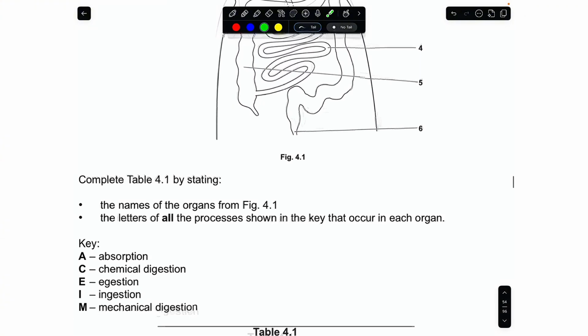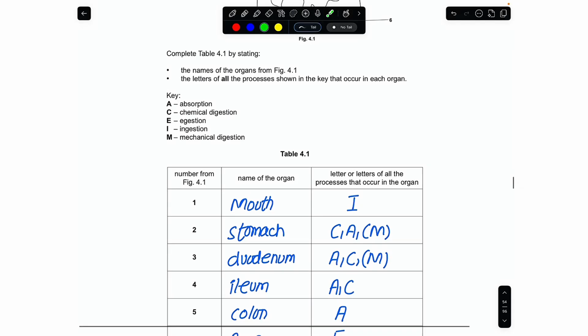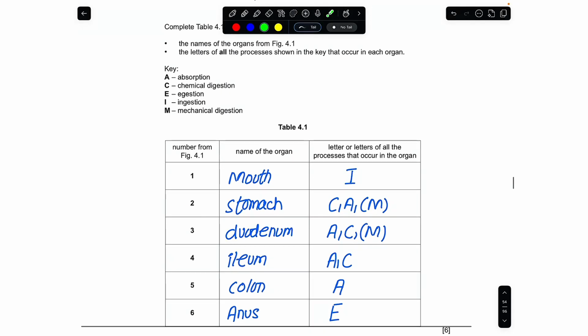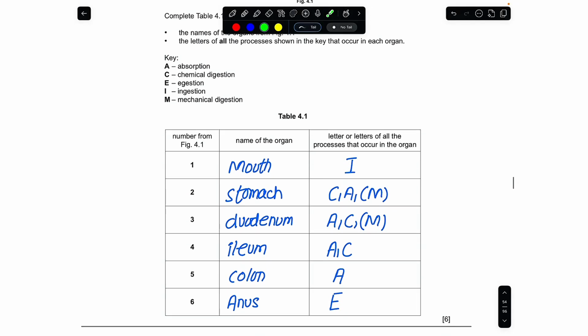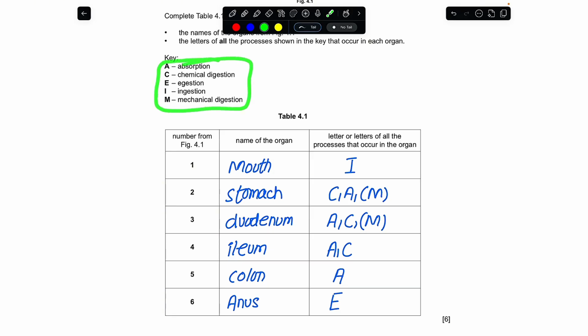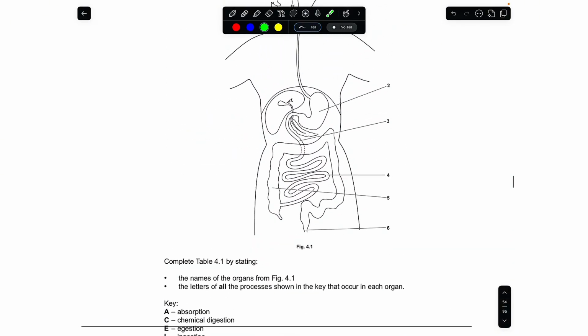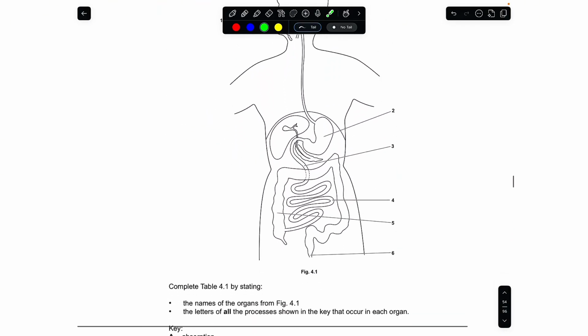Now, what the examiner wants us to do is complete the table, where we need to name the organs listed above and what processes would be happening within these organs, and then we have to use the key. A is for absorption, C for chemical digestion, E for egestion, I for ingestion, and M for mechanical digestion.